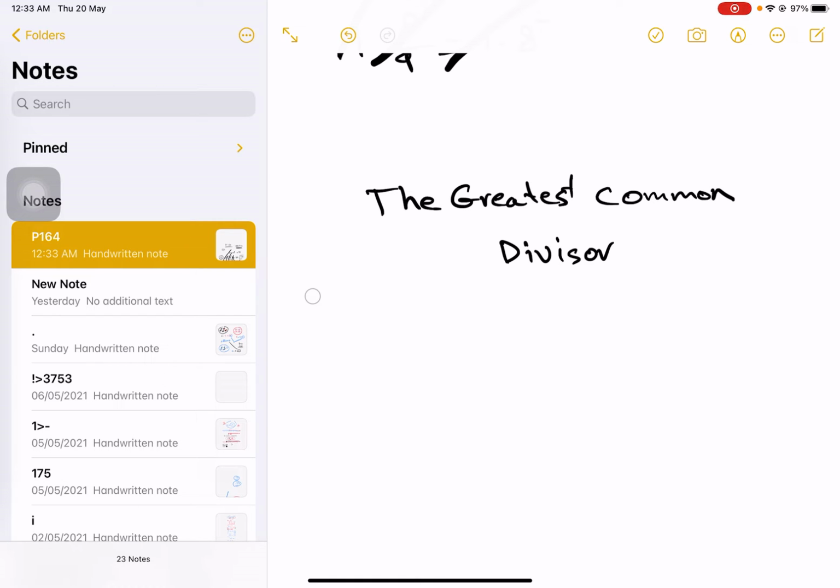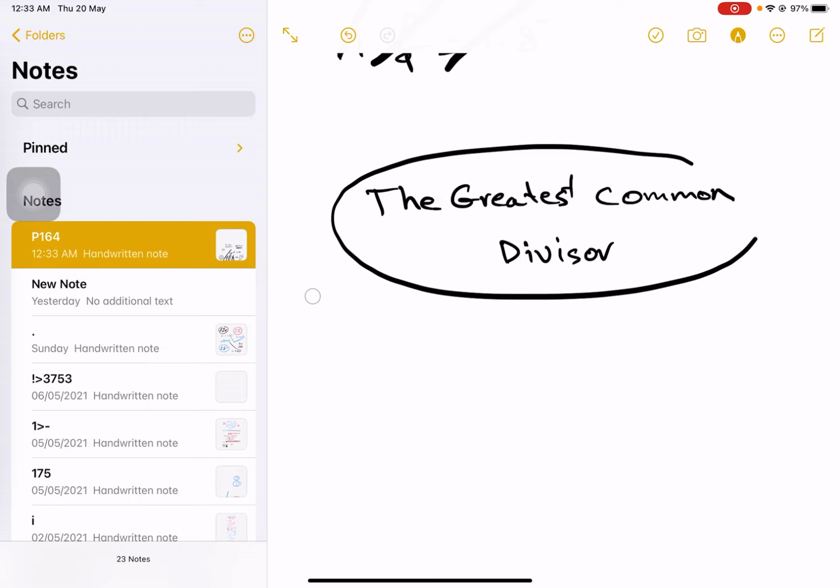The greatest common divisor, this is the long name. I can write it in a short way: greatest, the first letter G, common is C, divisor is D. بالعربي بنقول القاسم المشترك الأعظم. يعني in this lesson we are going to have more than one number.